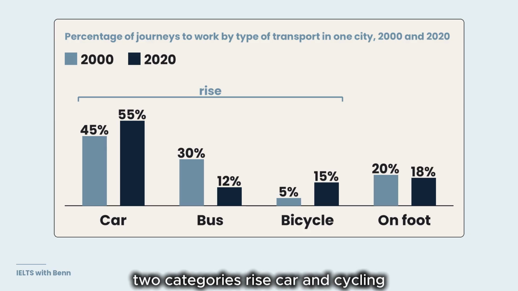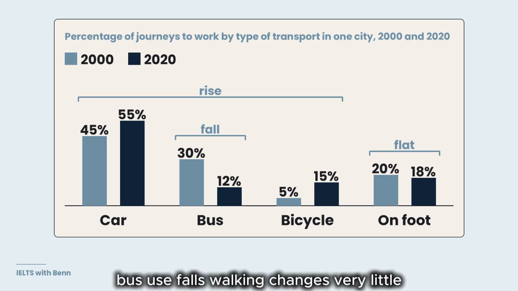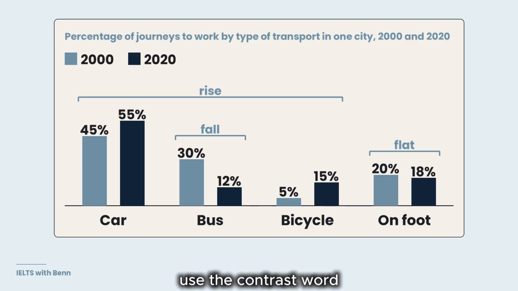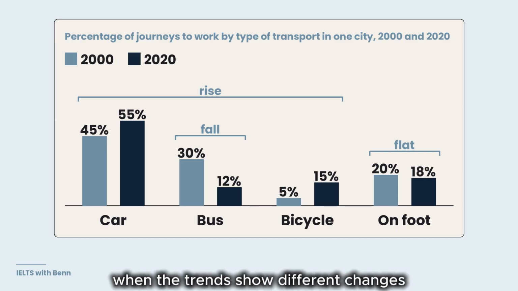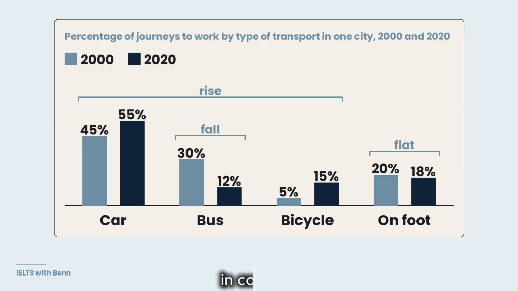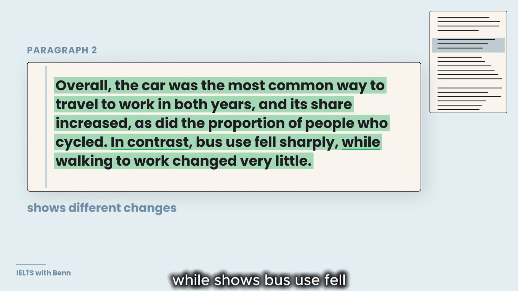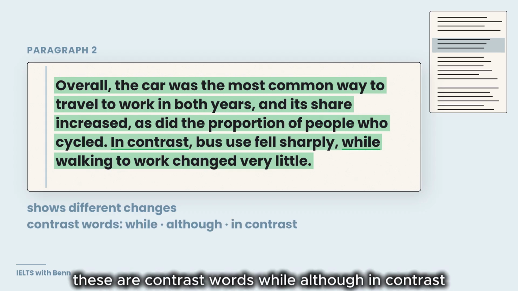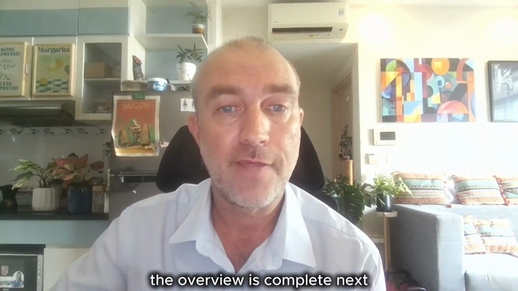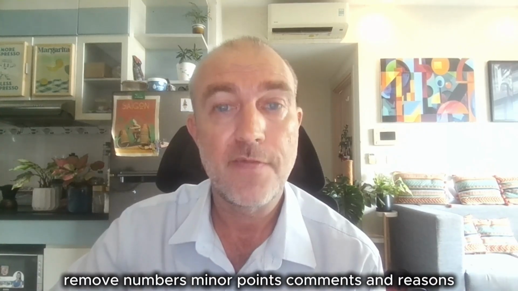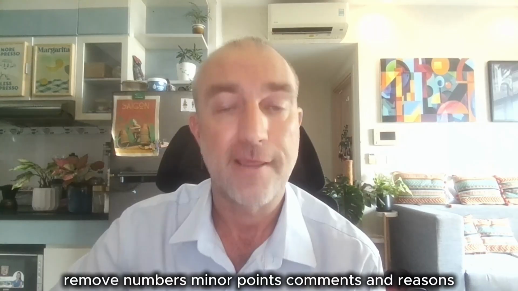2 categories rise, car and cycling. Bus use falls. Walking changes very little. Use a contrast word when the trends show different changes. In contrast shows bus use fell while car use and cycling rose. While shows bus use fell, but walking changed very little. These are contrast words: while, although, in contrast. The overview is complete. Next, remove numbers, minor points, comments, and reasons.